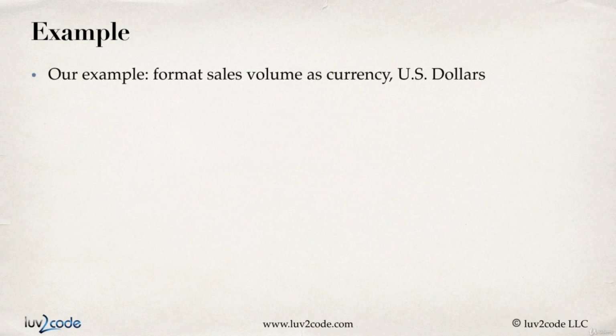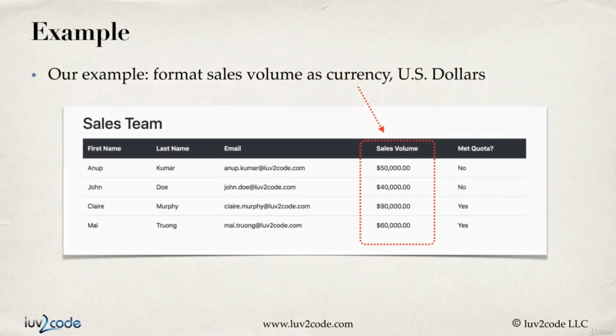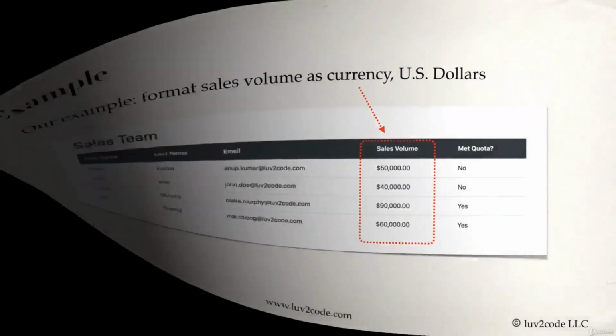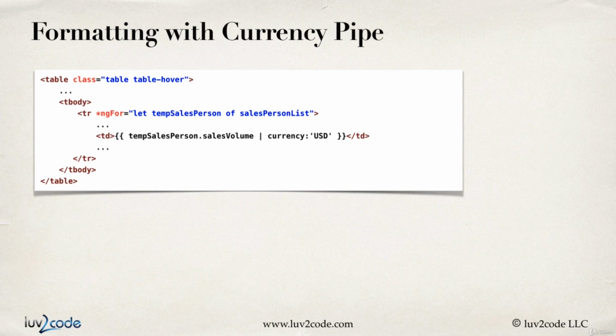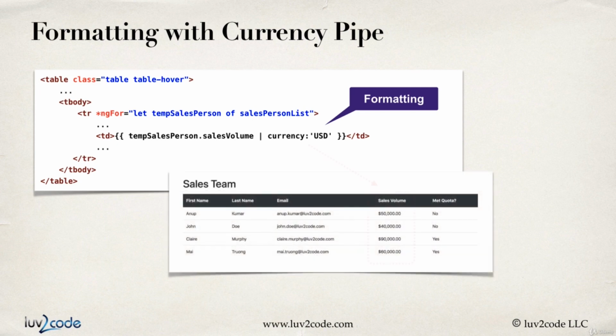Okay, great. So let's apply this to our example. So we're going to format the sales volume as a currency with US dollars. So in our coding here in our table body for our table data, we have our temp salesperson dot sales volume. We'll use our pipe and we'll pipe it over to currency with USD. And so this will give us our desired output here that we have on our table.